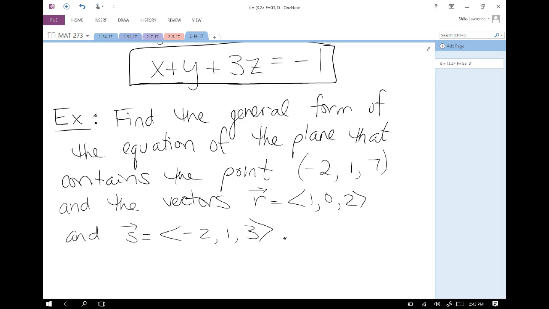They gave us two vectors that are in the plane. How can we find a normal vector? We're not going to do standard position. We would need 2 points to do standard position. Cross product will give us a normal vector. The cross product of 2 vectors gives a normal vector. And if those 2 vectors are in the plane, the cross product will be normal to the plane. So we want to do R cross S or S cross R. Either one, doesn't matter.